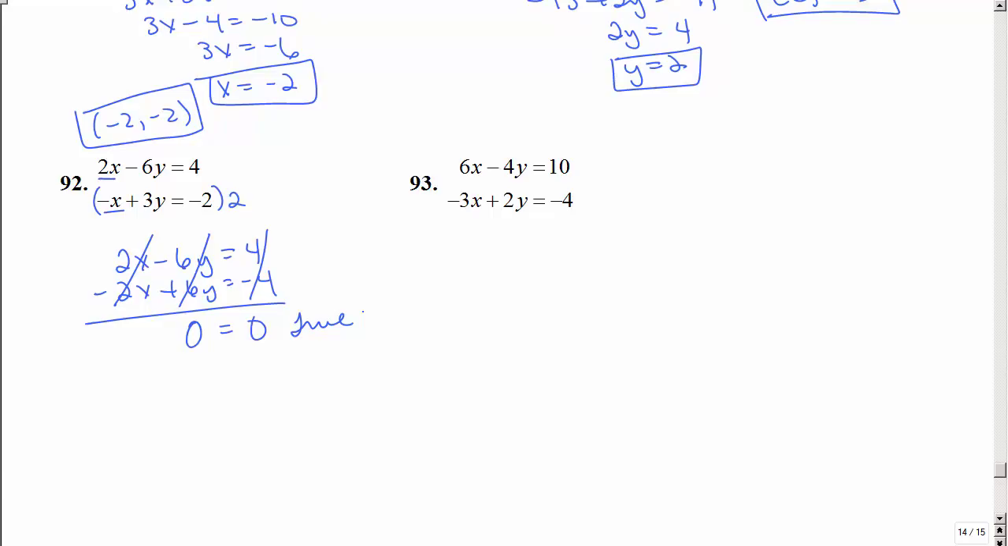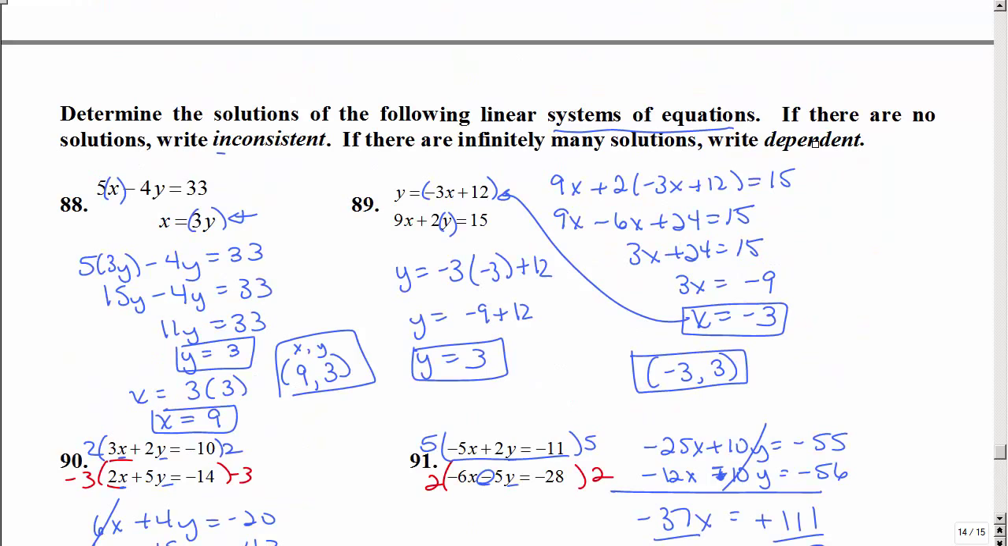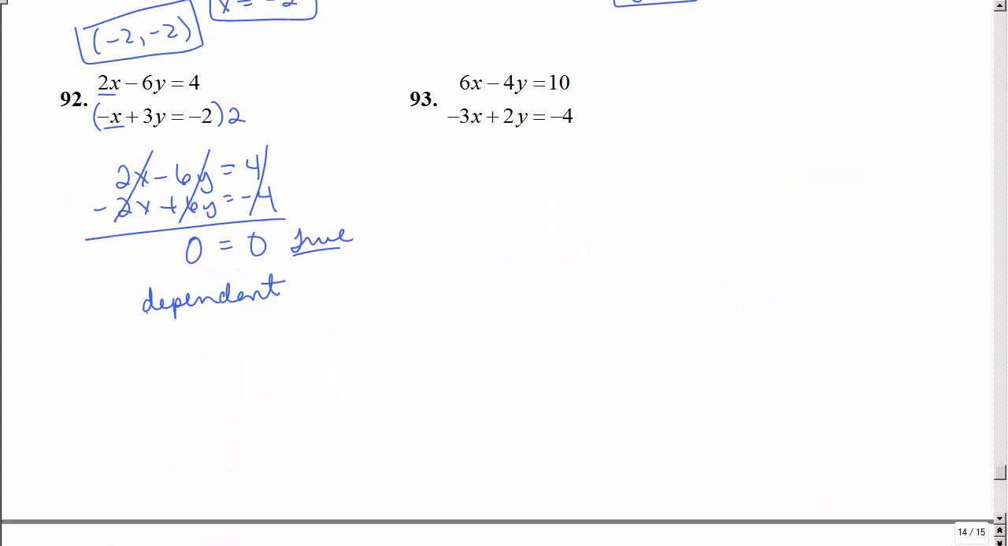That means all the points on the line are the answer, or as the directions say, if you have no solution, write inconsistent. If you have infinitely many solutions, you want to write the word dependent. Just checking the directions, it says if there are no solutions, write inconsistent. Infinitely many solutions, write dependent. So if you have a true statement, that's infinitely many solutions, so you'd want to write the word dependent.